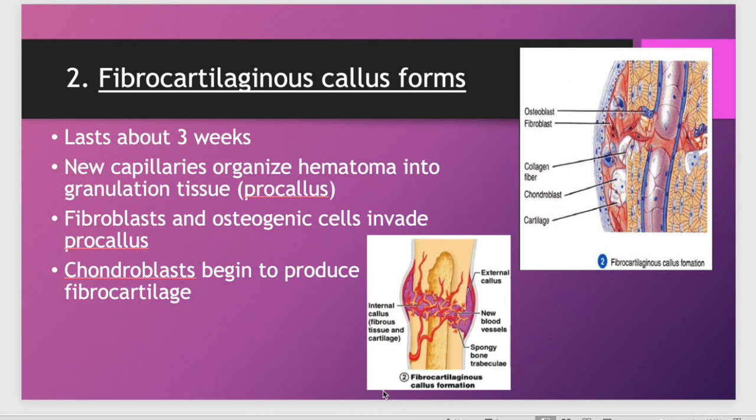So what needs to happen is new capillaries have to organize the hematoma, or the bleeding under the skin, into what we call granulation tissue or a procallus. Your fibroblasts as well as osteogenic cells are going to invade and move into that area. And then those chondroblasts are going to start to produce fibrocartilage. Because if you remember when we talked about how bones form, they have to form from a cartilage model. So we need to get some more cartilage in this area first before the bone can actually heal.